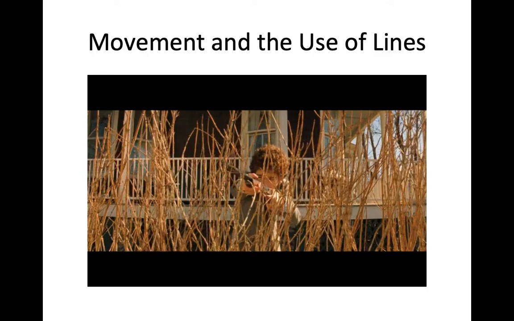Now moving on to the concept of the use of lines and the sense of movement.